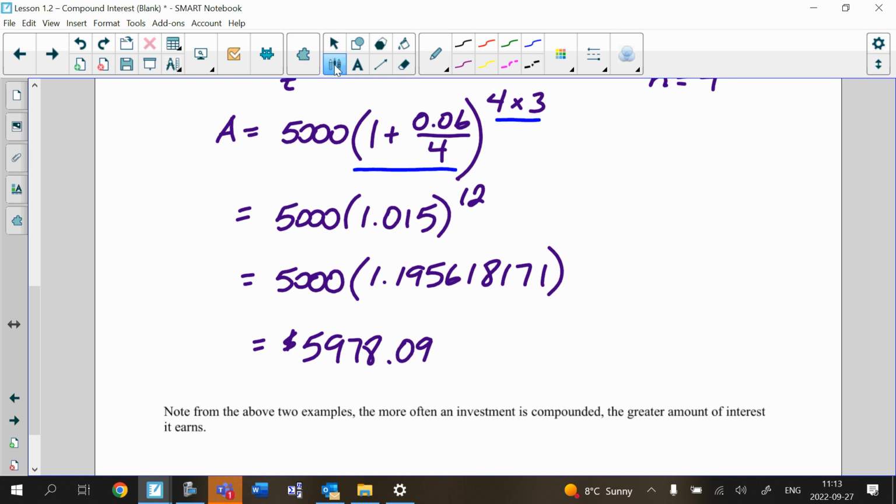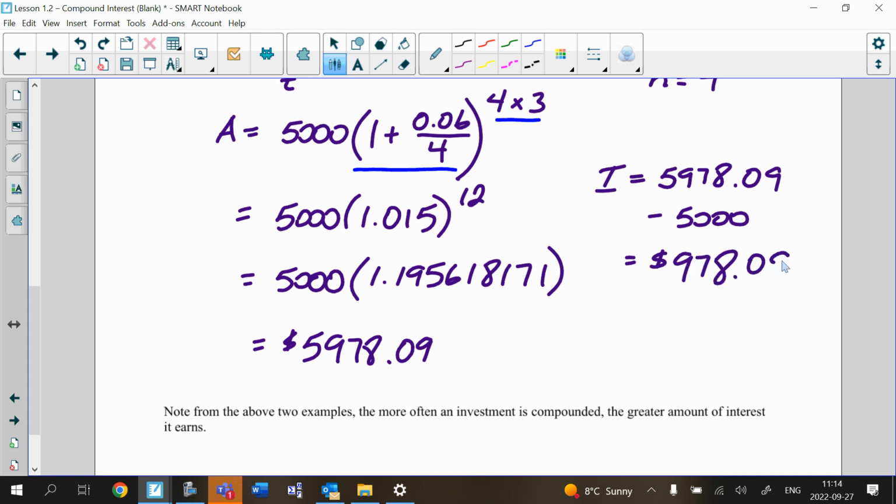If you look at the 2 examples we just did, if interest is only calculated once, as opposed to 4 times, he's going to get more when it's calculated 4 times. How much more? Well, it depends on how much he invests. It depends on how much the interest rate is. I mean, 6% for investing, I guess it's about right. It seems a little high.